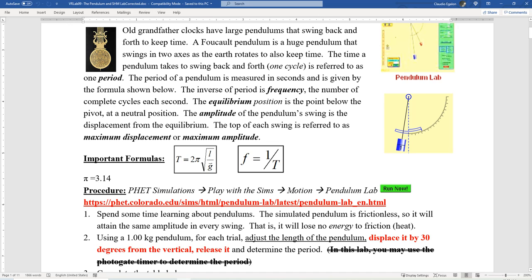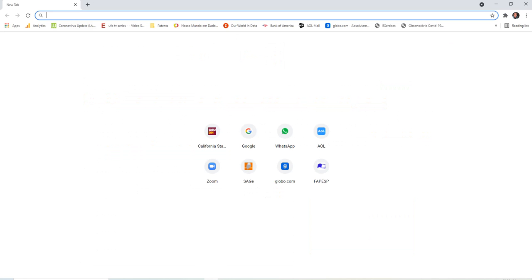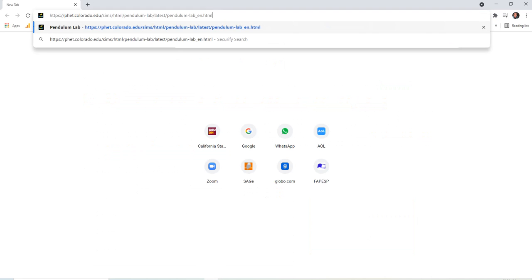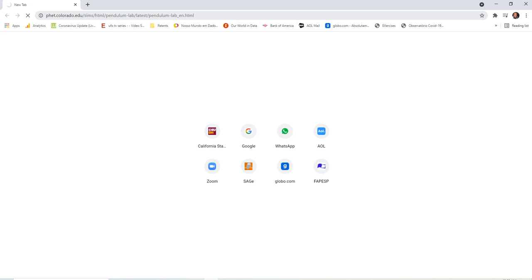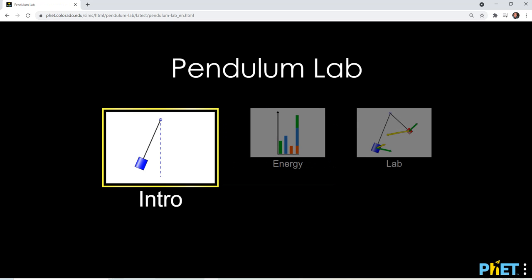So let's go ahead and look here at the link of the simulation. Okay, the link is not working, so we have to copy that link and paste it right in here. Here you go. The PhET interactive simulation. Here you go.